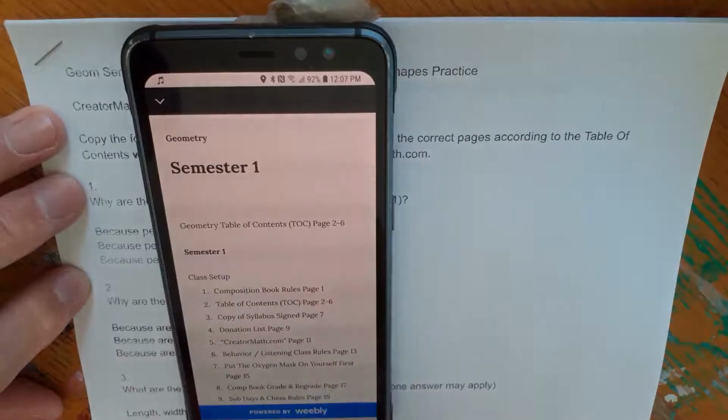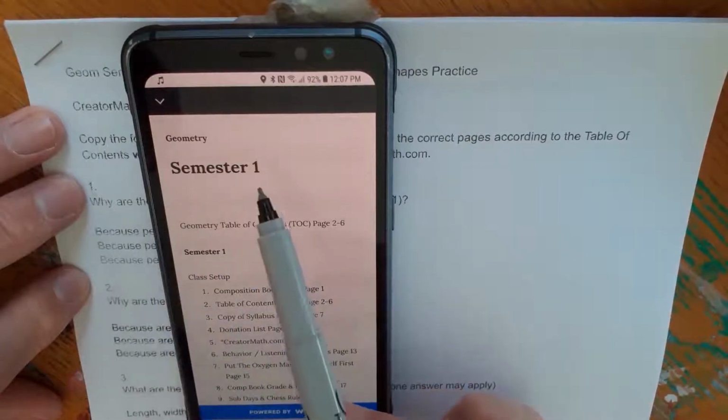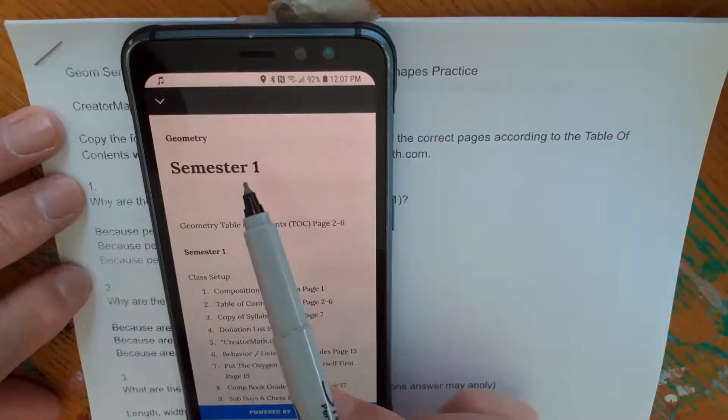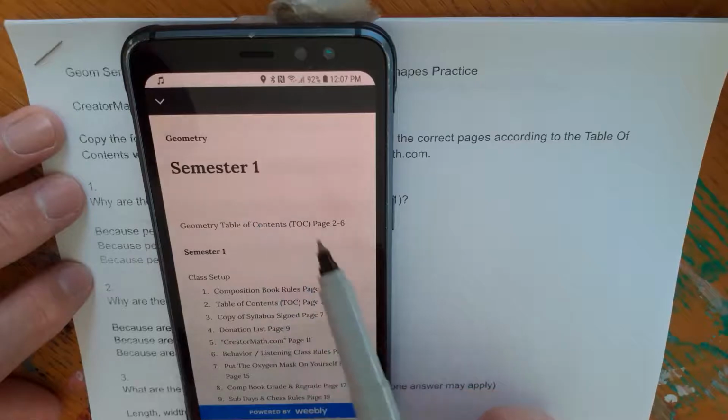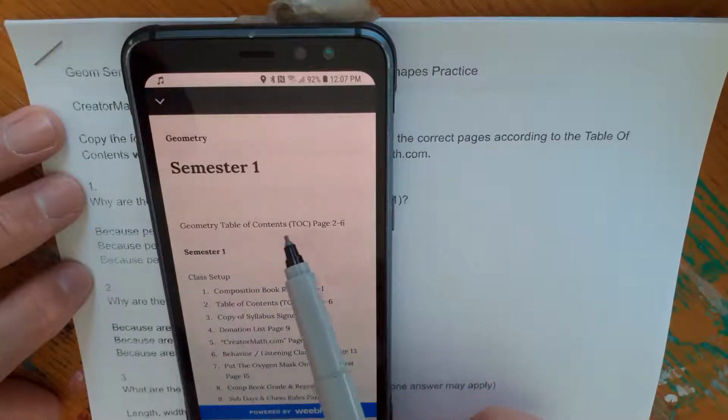Let's find the table of contents. We need the right semester for this lesson we're doing, which could be different than what you're working on at the time. So make sure to match this up. This is the semester we're in. This is the geometry table of contents.